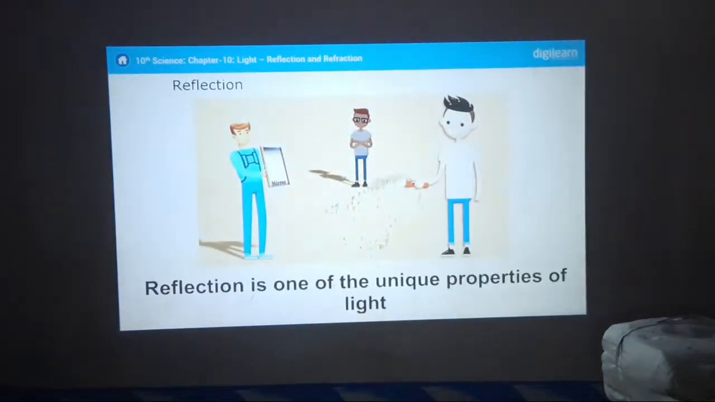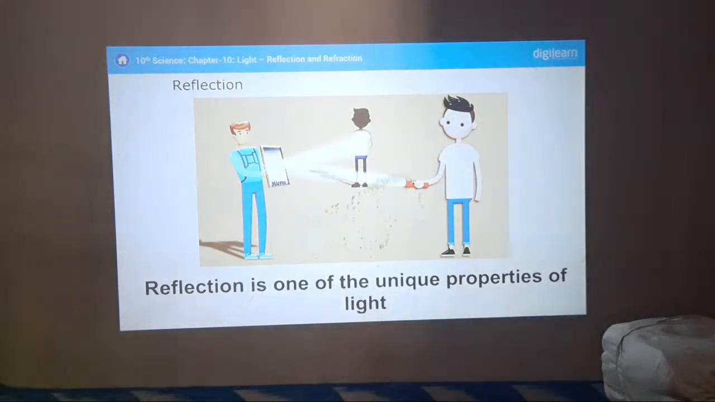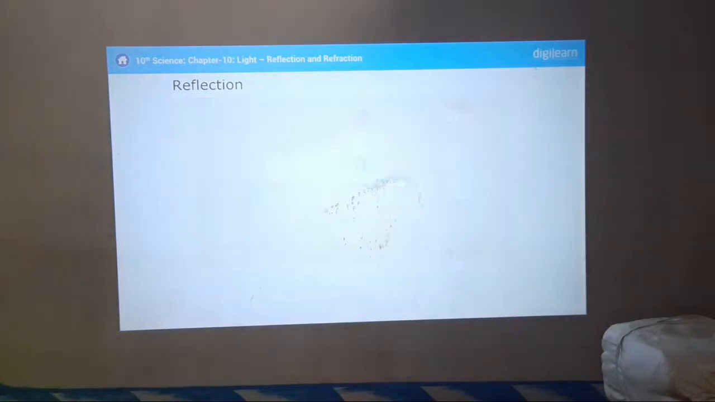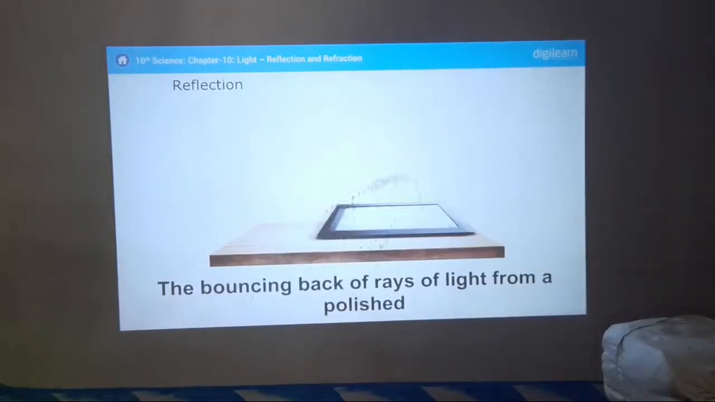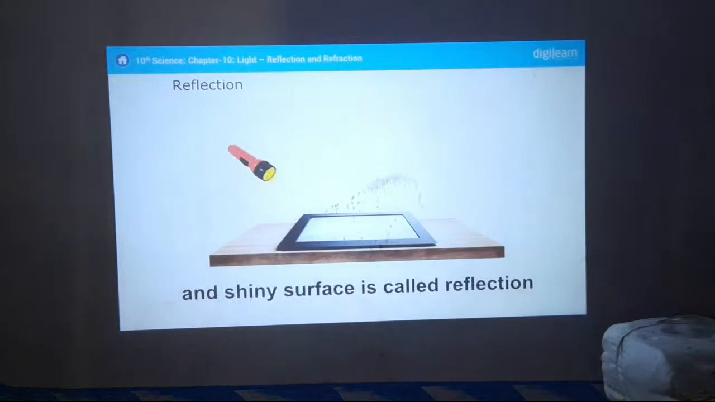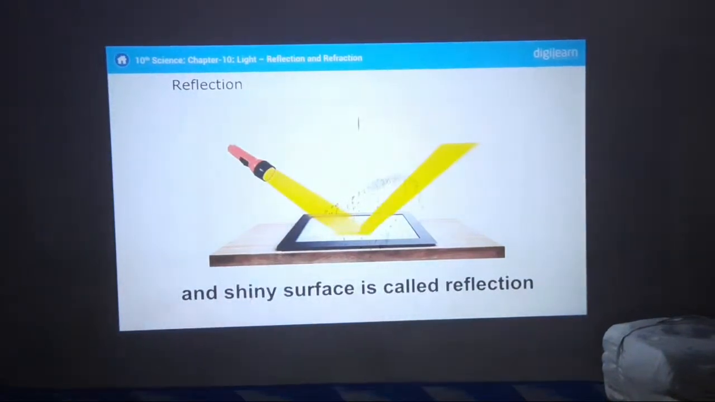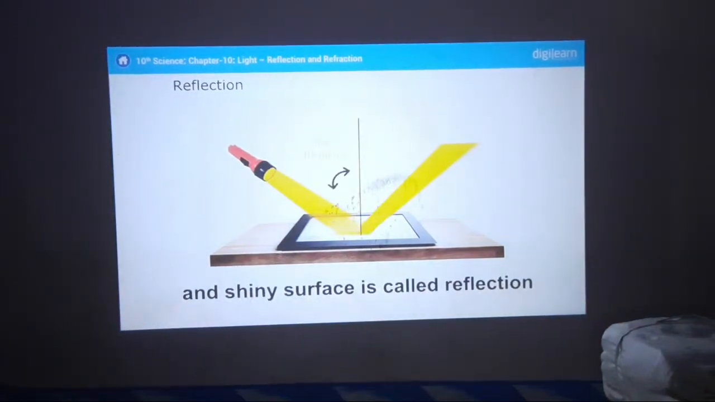Reflection. Reflection is one of the unique properties of light. It is the reflection of light which enables us to see any object. The bouncing back of rays of light from a polished and shiny surface is called reflection of light. It is similar to the bouncing back of a basketball after colliding with any hard surface.